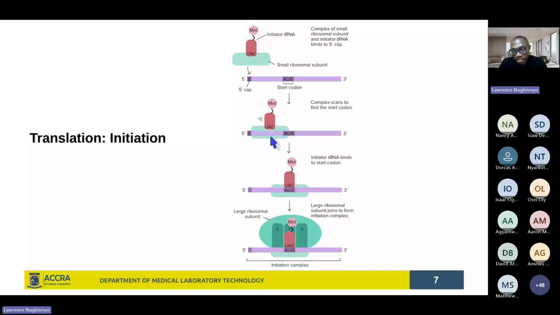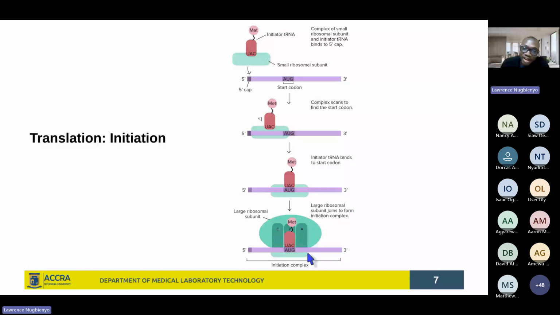the process of translation is initiated when you now have the large ribosomal units, the bigger green parts, that come to bind onto that complex to give you what is referred to as the initiation complex. So now the full complex that initiates the process of translation is formed. That is what is being referred to as the initiation complex.